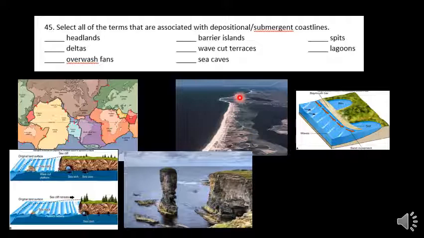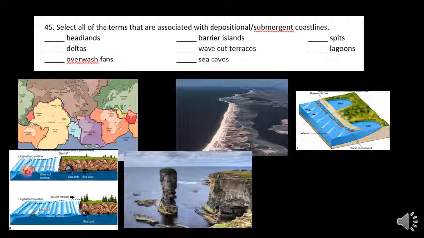So all of the depositional coast features are going to be sandy features, and the erosional coastlines on the West Coast are going to be rocky features like this. The rocky features are the erosional coasts. They're going to have your headlands. The headlands are the areas of rocks that stick out. So we're not going to do that one because that's an erosional feature.